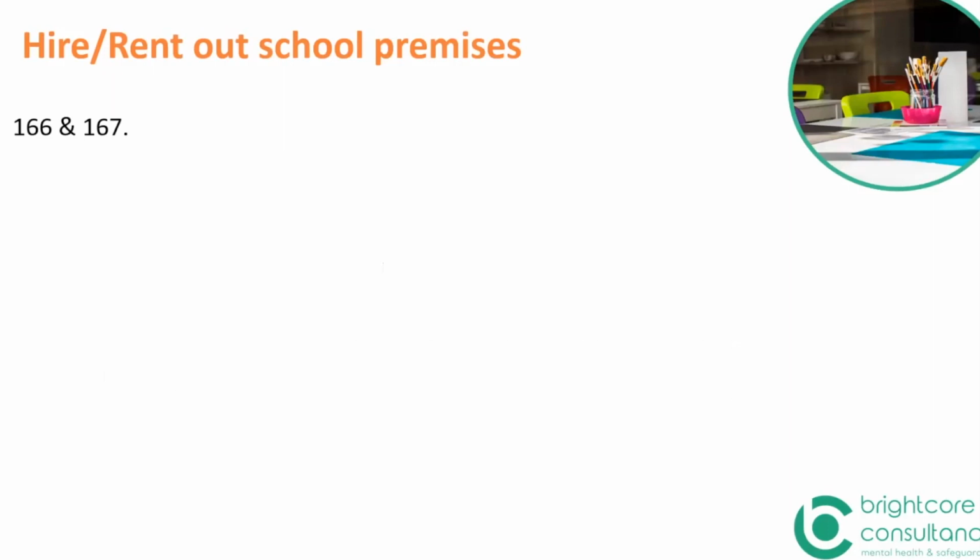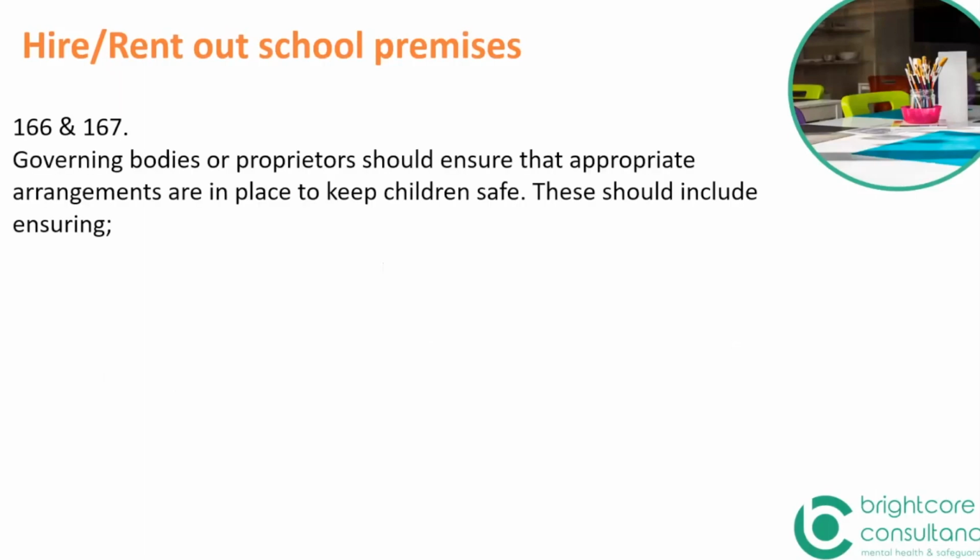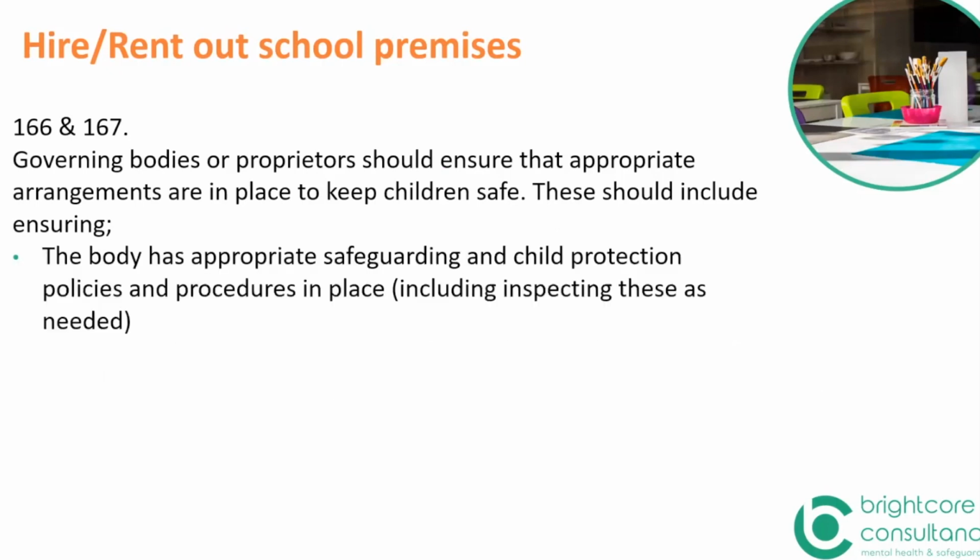So if you look at paragraphs 166 and 167, it talks about the fact that governors and proprietors need to ensure that appropriate arrangements are in place. That includes, if you're hiring out your premises, that whoever you are hiring it to has got appropriate safeguarding and child protection policies and procedures in place, including inspecting these as necessary. Now, that's really crucial that you check this.